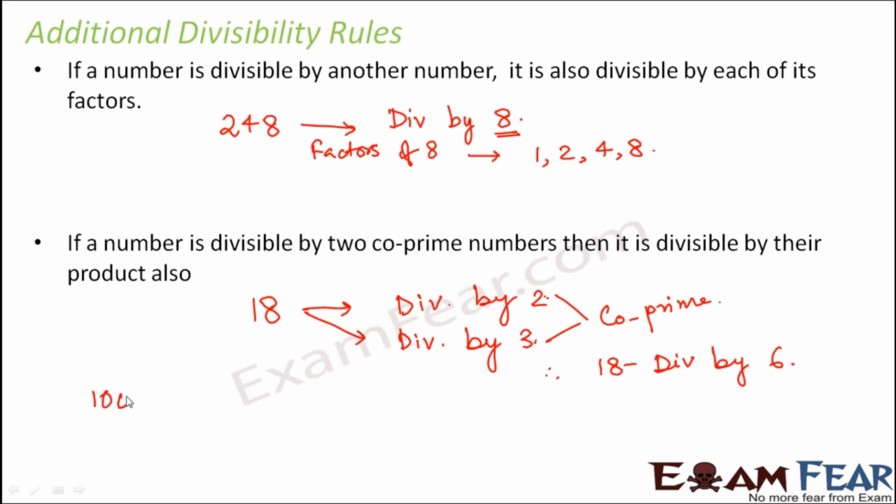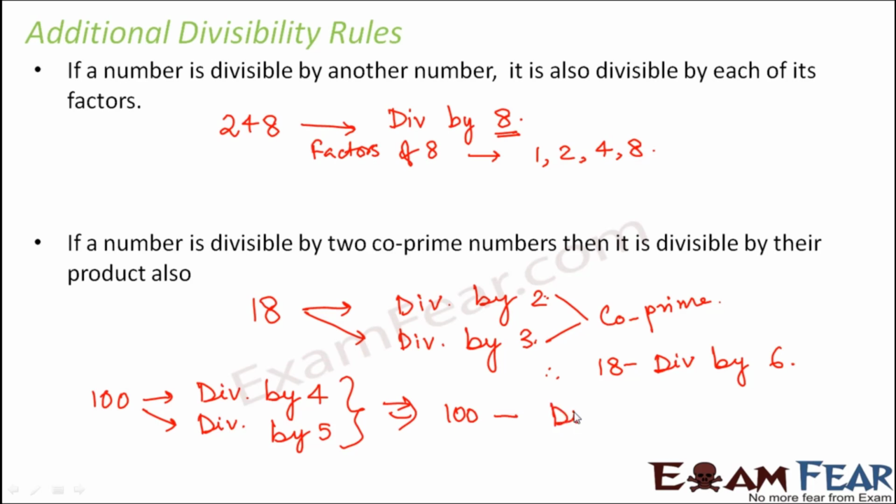So let us take another example. Let us consider the number 100. So 100 is divisible by 4. 100 is also divisible by 5. And what about 4 and 5? Do you think they are coprime numbers? Yes, because they have only one common factor, and that is 1. So therefore 100 will also be divisible by the product of 4 and 5, that is 20. So 100 will be divisible by 20.